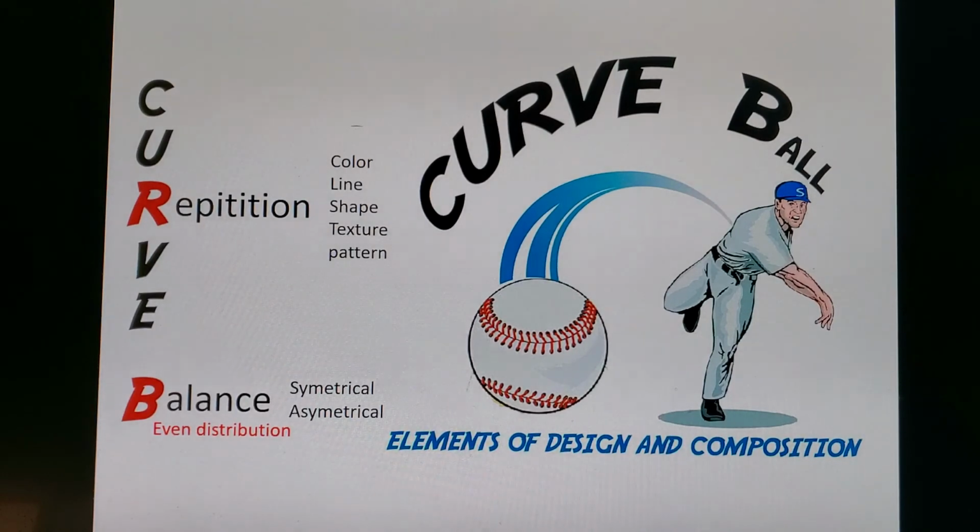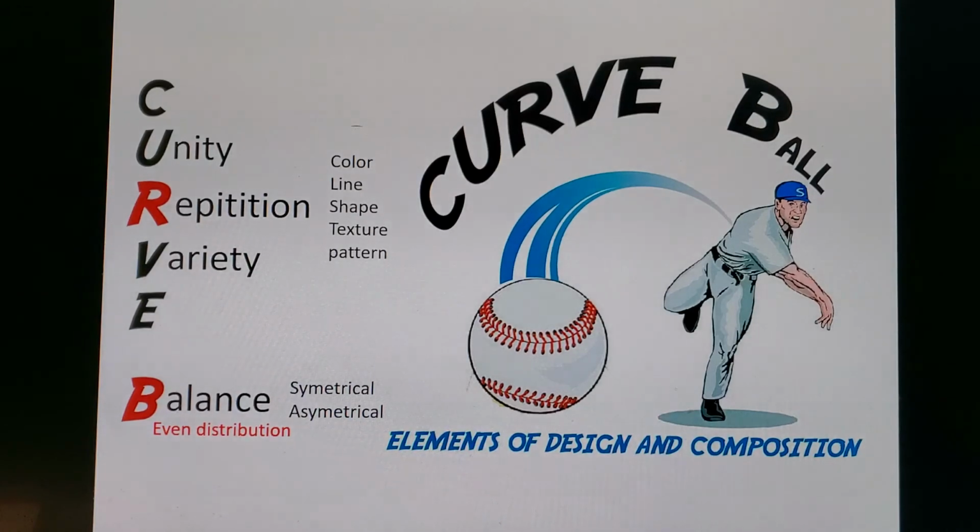Next, the other letters. Here's what the other letters stand for. And I kind of put them, I don't know, in order of importance. Repetition and balance are the most important. The other ones are important, but not as. So next we have unity. And you can write this after unity: repetition creates unity. Okay?